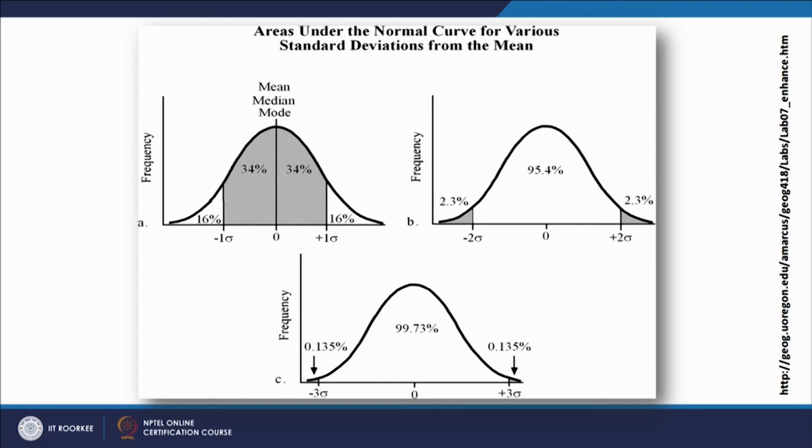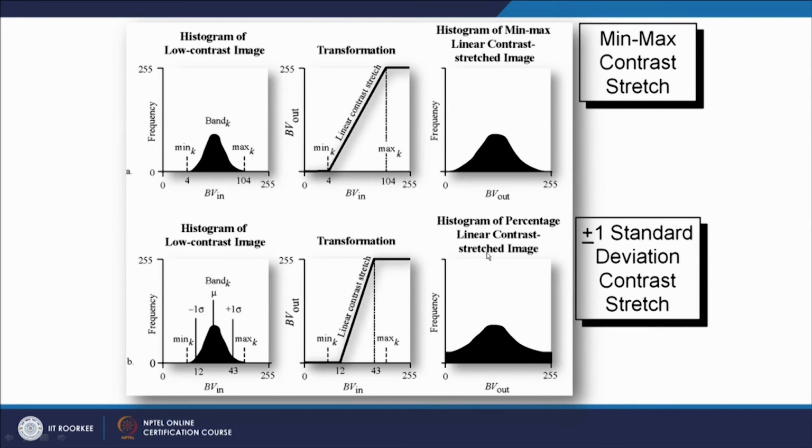The areas under the normal curve for various standard deviations from the mean are shown here, which we can see that when we go for 2 standard deviations, roughly only 5% or less than 5% of the area is left.